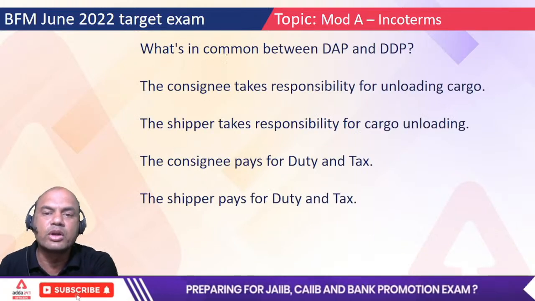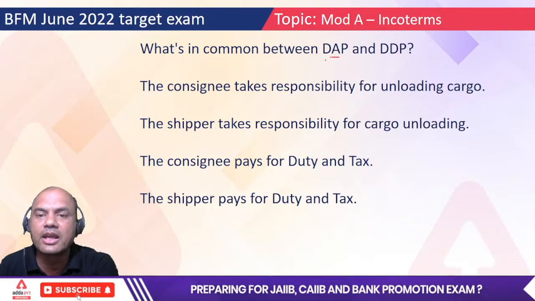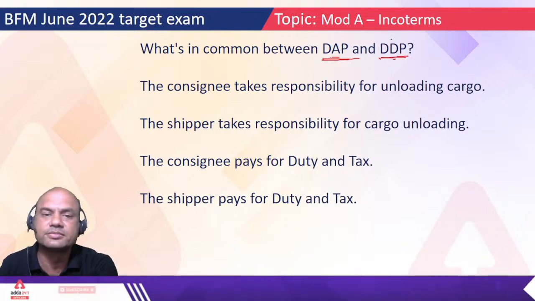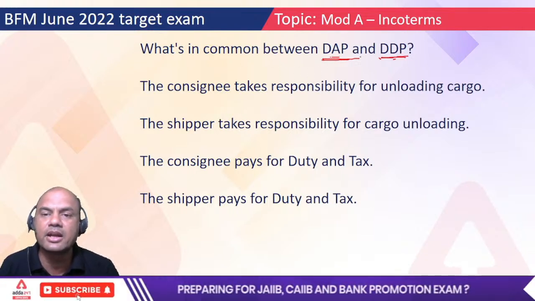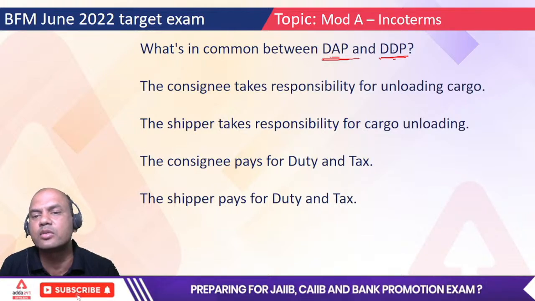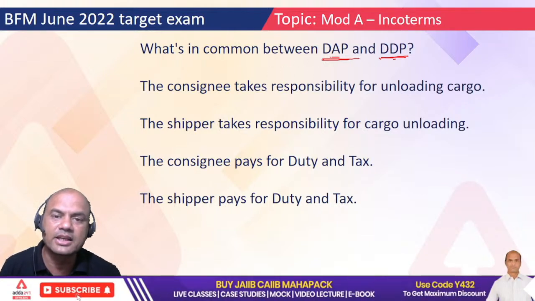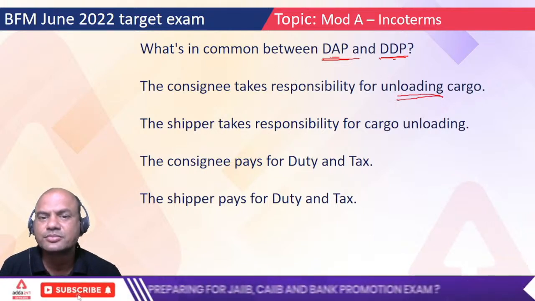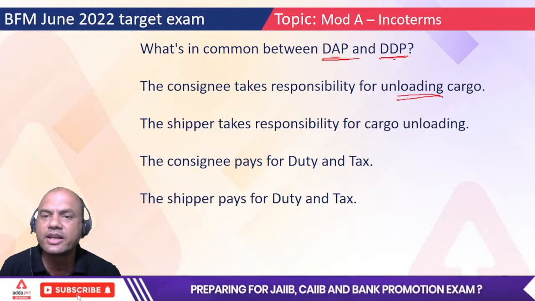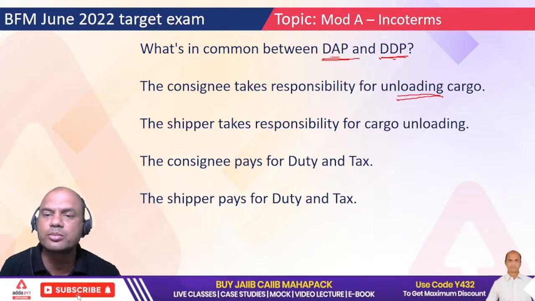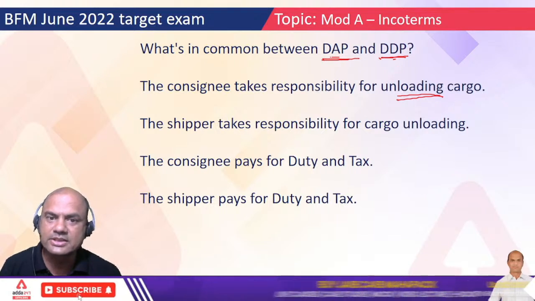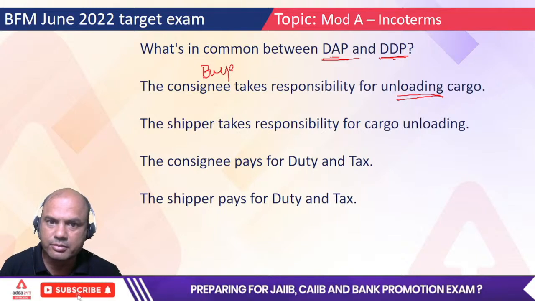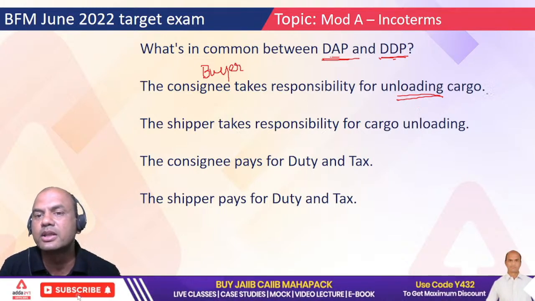Next. What's common between DAP and DDP? DAP is delivery at place and DDP is delivery duty paid. All these D terms are always on the importer side. The consignee takes the responsibility of unloading the cargo. Is it the same? See here in DAP, is it the case? In DDP it is the case. In fact DDP can also be without unloading. Consignee means buyer. Buyer takes the responsibility of unloading the cargo.